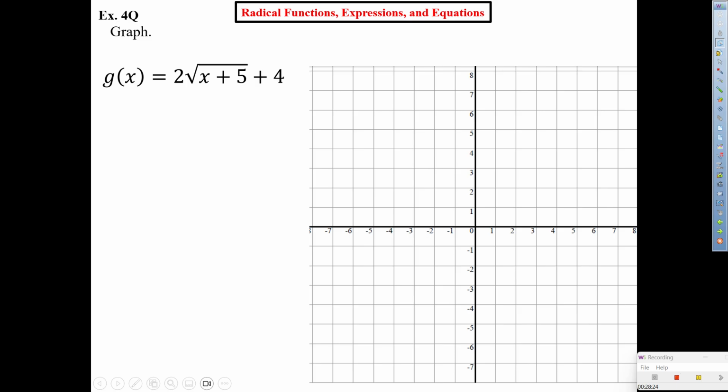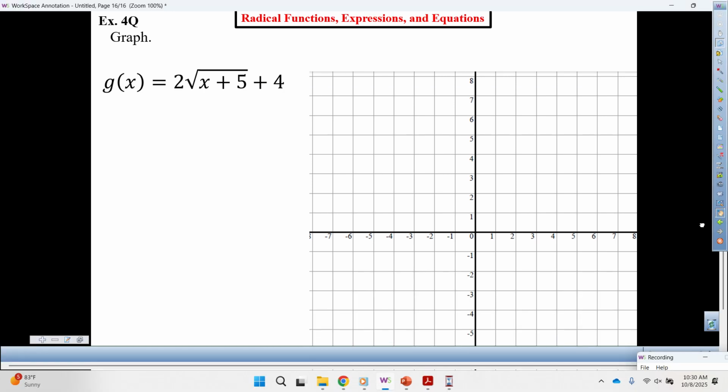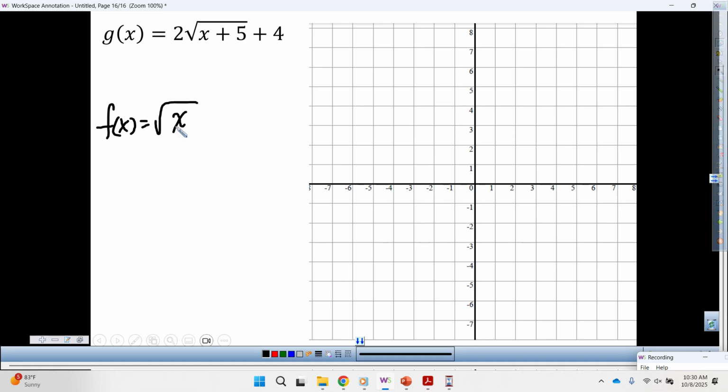This is going to be our last one. Example 4q: graph g of x equals 2 square root of x plus 5, plus 4. That is g of x equals 2 times the square root of x plus 5, and then outside the square root, plus 4. By now, we should know that we need to start by graphing the parent function. So first, I write f of x equals square root of x. Tell me the 3 points we're going to use for that.